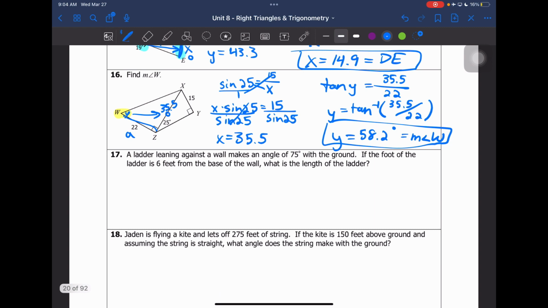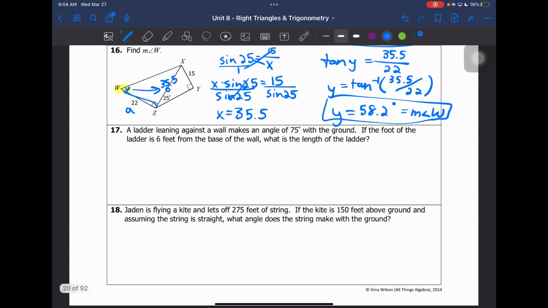And then, of course, we are going to do some word problems where we basically just have to draw our own picture, but it should be the same type of math. Number 17 says a ladder leaning against a wall makes an angle of 75 degrees with the ground. If the foot of the ladder is 6 feet from the base of the wall, what is the length of the ladder? So let's try and draw a picture.